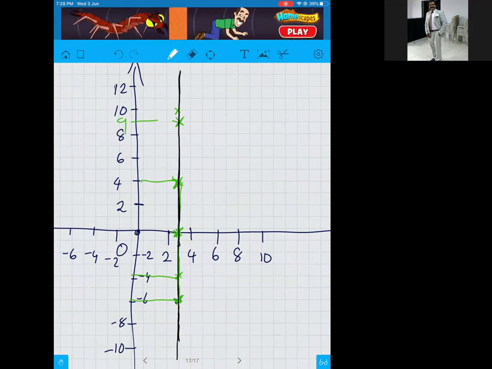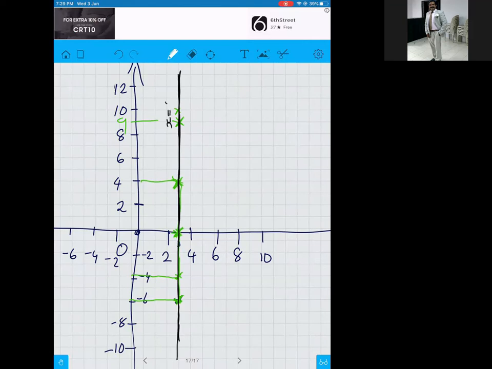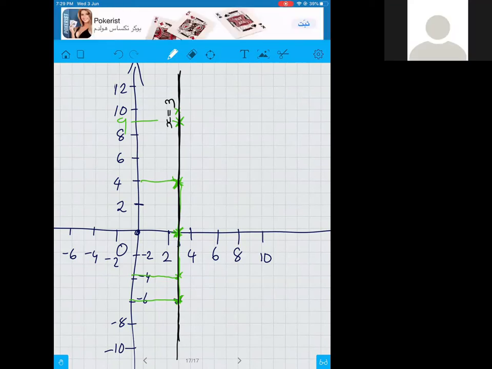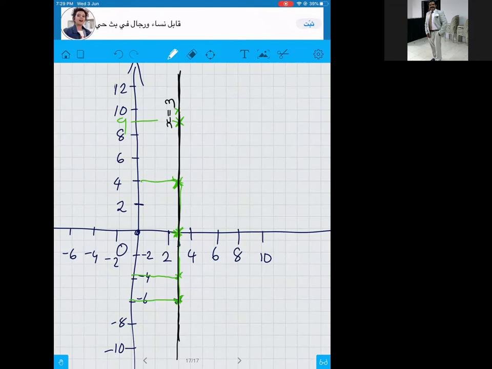So this is the equation for the line, or it is a graph for the line. X is equal to 3. Does it make sense? Gemma? Yes, it makes sense, sir. Haneen? Yes. So that is the answer for this question. So this is the graph.